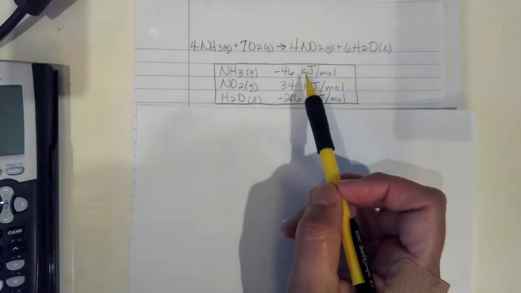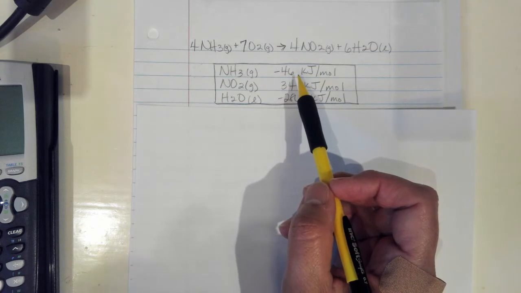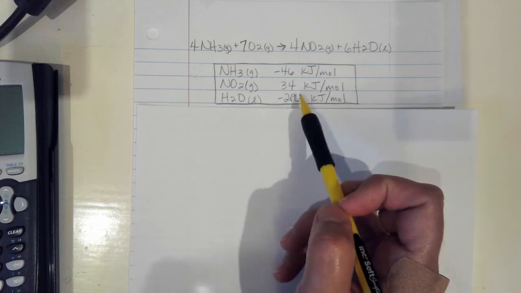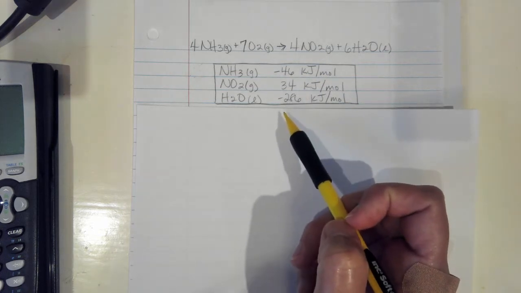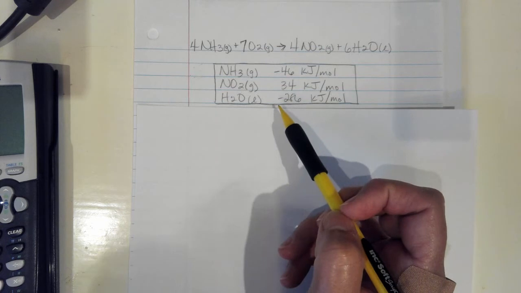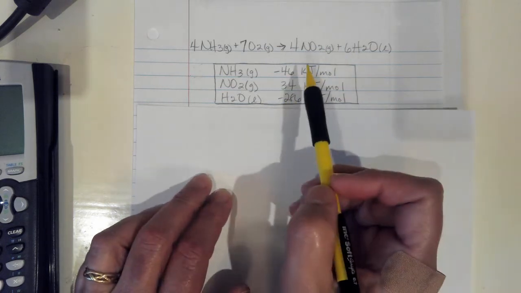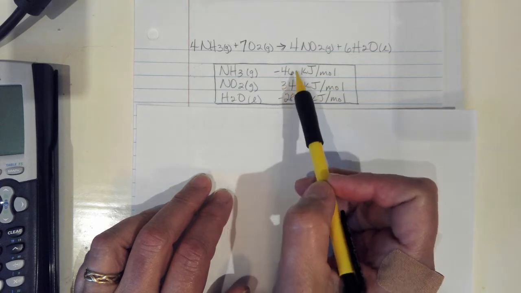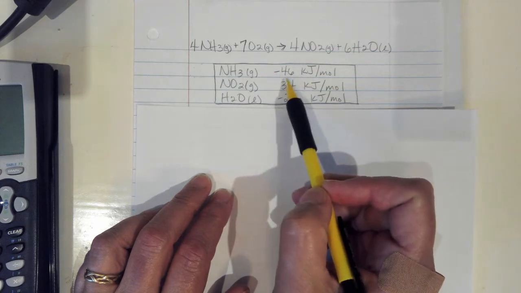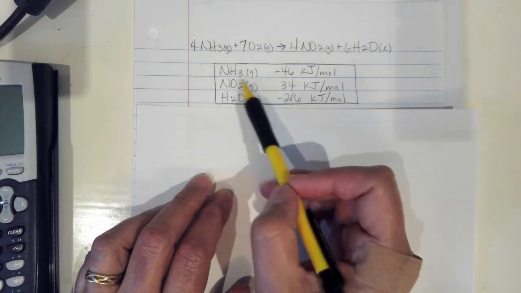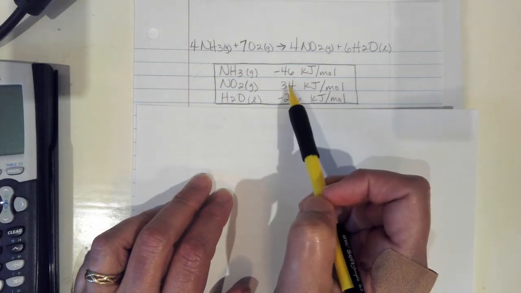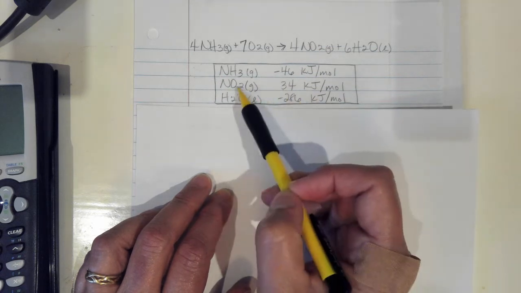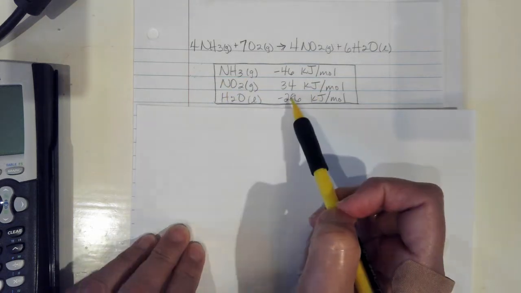You will be given how much heat is stored in each compound in a chart, or you can look it up in the back of your textbook. In this case, you're given that information. You'll notice that NH3 has a negative number, which means it is exothermic to form that molecule. NO2 has a positive number, therefore it's endothermic to form that compound. But this information is given to you.